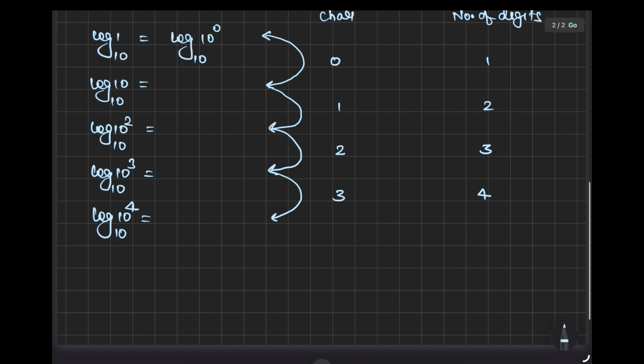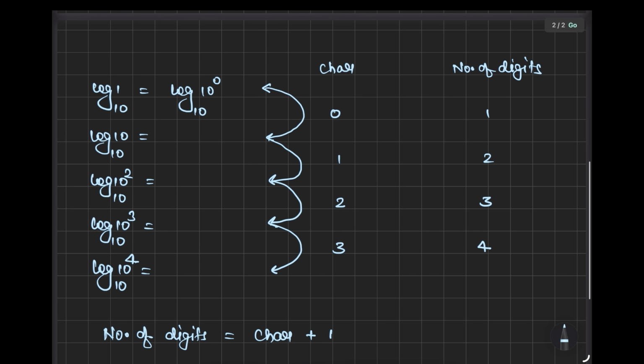So can I say that the number of digits is characteristic plus 1? What we have to do is take the log of the number with base 10 and find its approximate value. Then we find the characteristic, and for the number of digits we write: the number of digits is equal to characteristic plus 1.